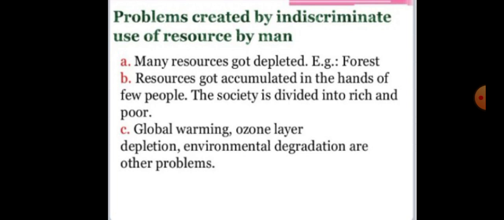Resources got accumulated in the hands of a few people, those who are rich and those who have the technology, and they are exploiting. The society is divided into two sections, the rich and the poor. The nations who are rich, who have technology, are exploiting, and the poorer nations are left with no choice. Global warming and ozone layer depletion are a greater challenge in the environment. The degradation of land, environmental degradation in various phases, is another very important problem which the people will have to face in the future.